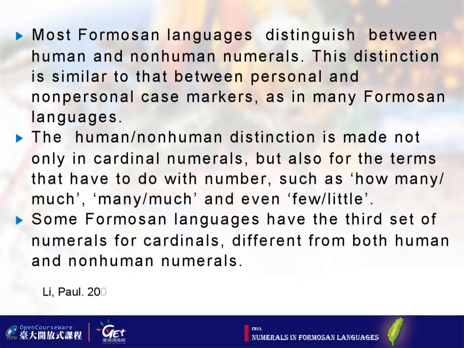So most Formosan languages distinguish between human and non-human numerals. This is probably something you are not familiar with. So they have different marking. If you are talking about human versus non-human, we will let you see what it means. The distinction is similar to that between personal and non-personal case markers, as in many Formosan languages. So in Formosan languages, a lot of them do have case marking, and the case marker is used before a noun to indicate what case the noun is.